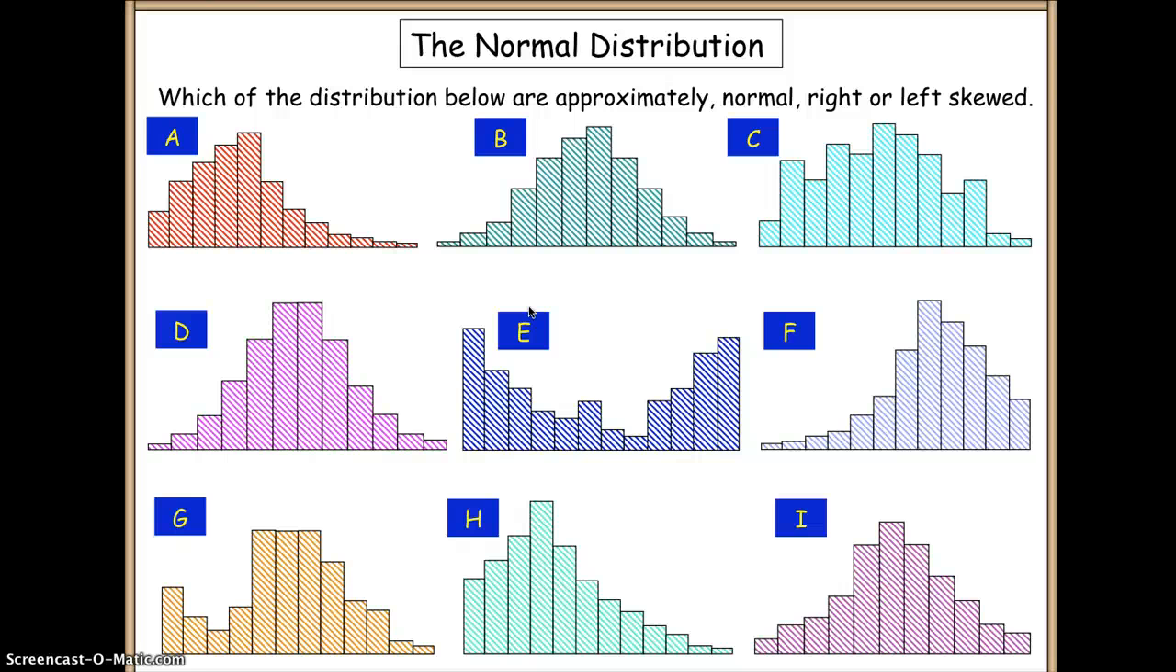Let's check your answers. A is right skewed, normal. Neither, because in C it's very difficult to tell, so it's neither. D, normal. Neither, left skewed. For G, because you probably won't see it in the video, G is neither. H is right skewed, and I is normal. So check your work.